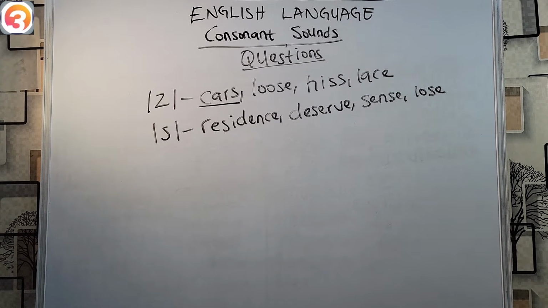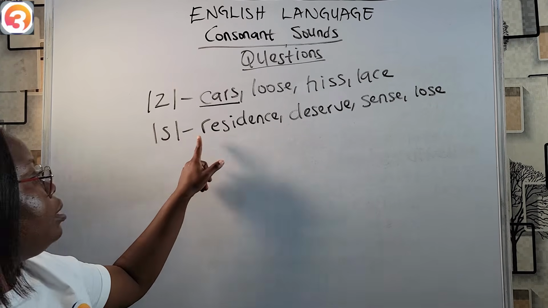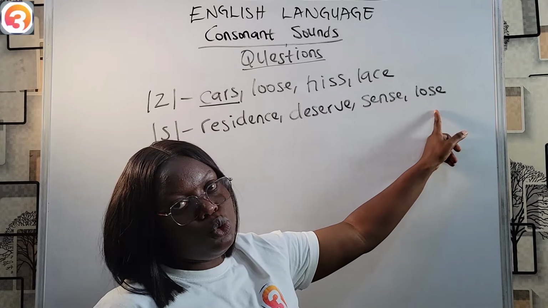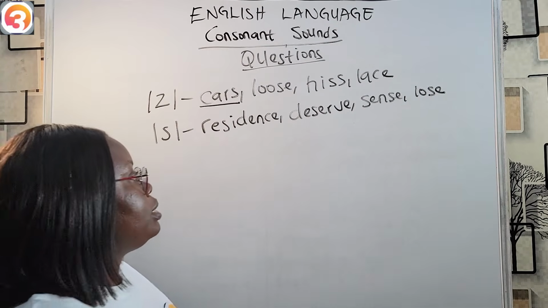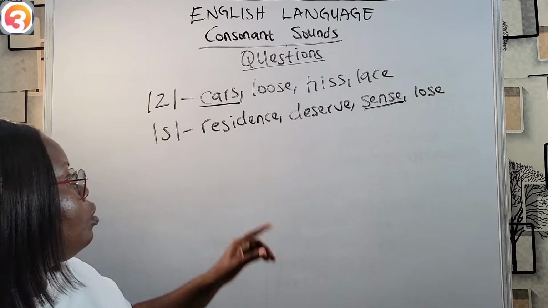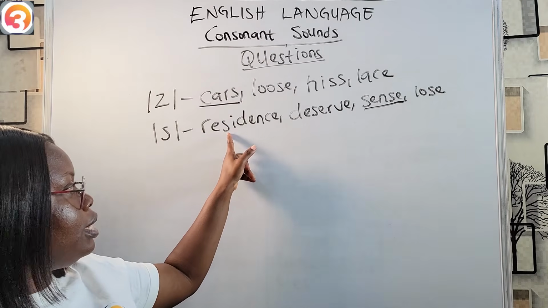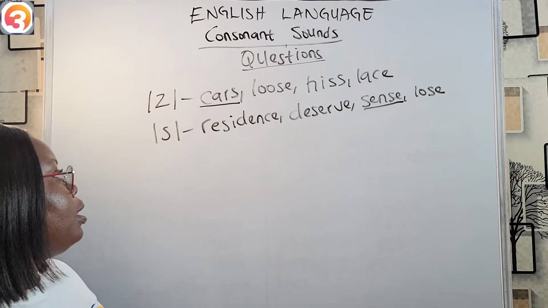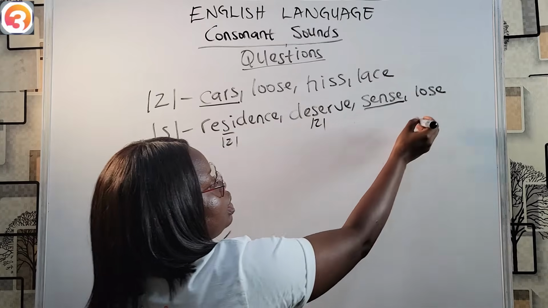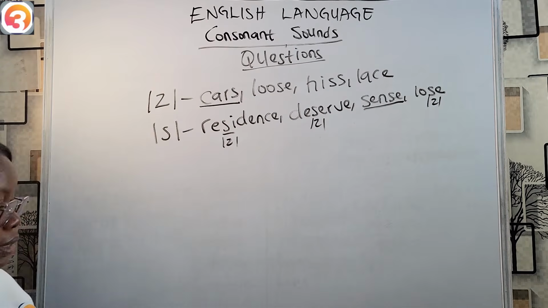Let's look at the options. We are asked to look for the word here that contains the sound. Here we have residence, deserve, sense, lose. Our answer here becomes sense. The S in all other words present there contains the Z sound, not S. This isn't even residence. The S here is not S, but Z. The S sound is actually Z here. Same thing for this one. Same thing for this one. So this is the only one containing S, sense.